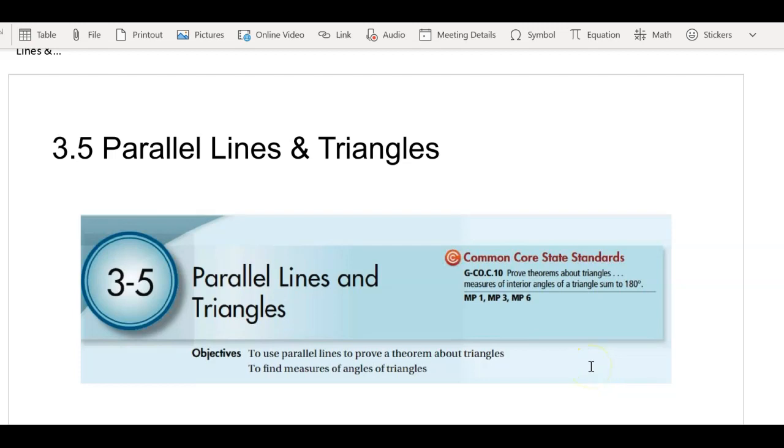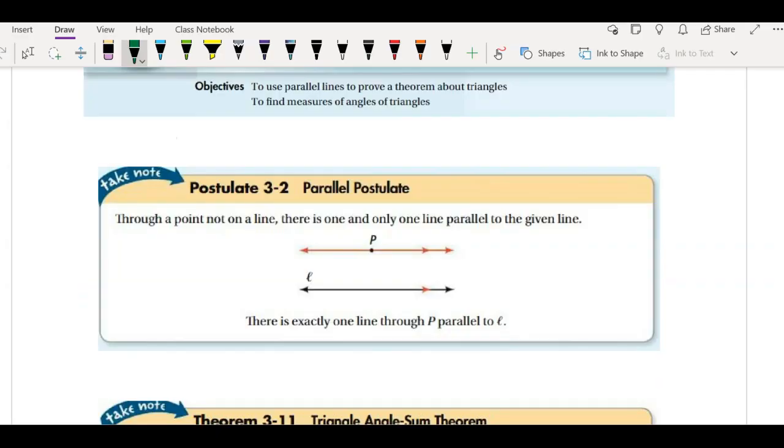This is section 3.5, Parallel Lines and Triangles. Our objectives today are to use parallel lines to prove a theorem about triangles and define the measures of angles of triangles. Now first we're going to take a look at the parallel postulate.